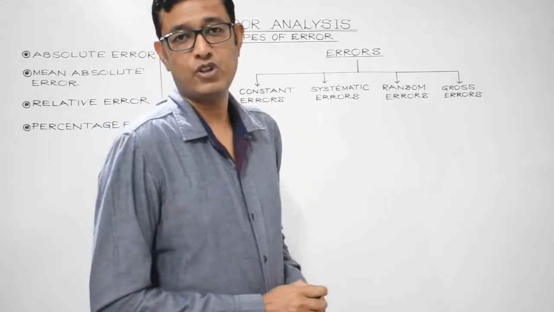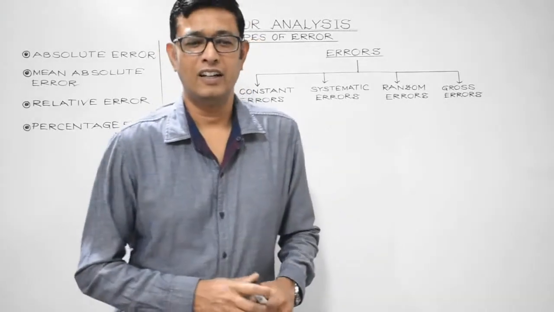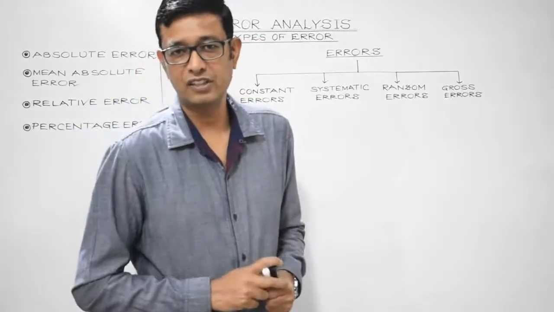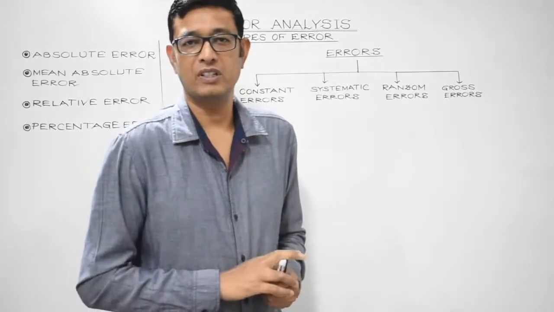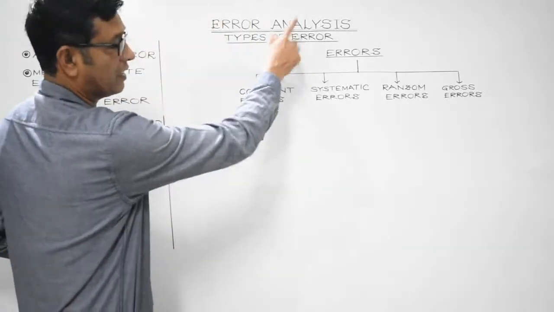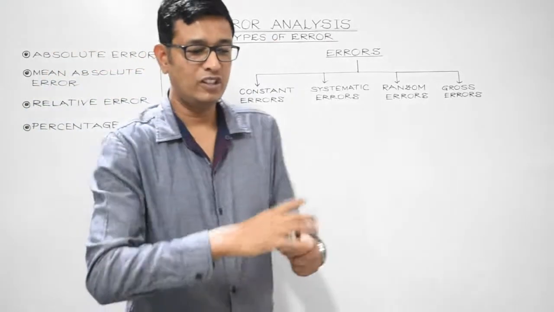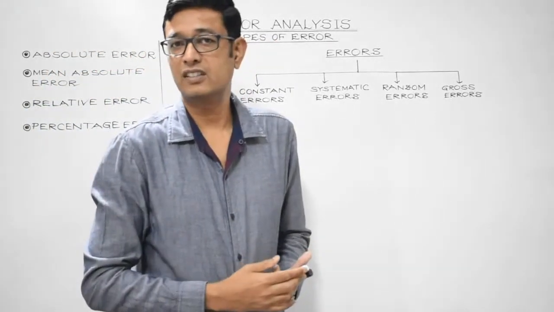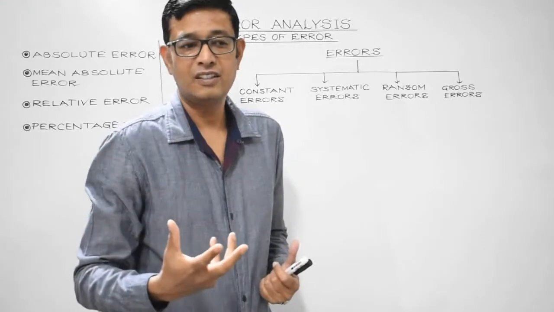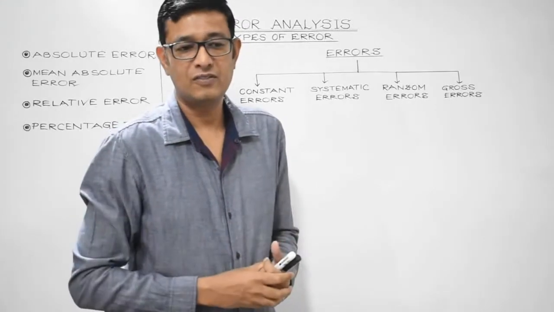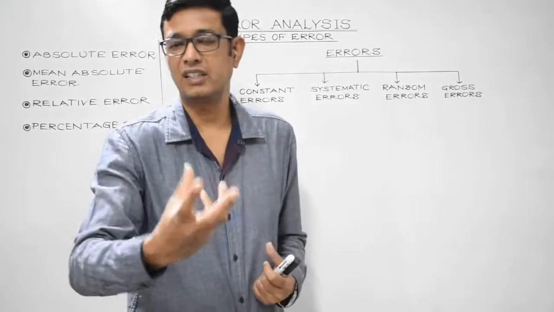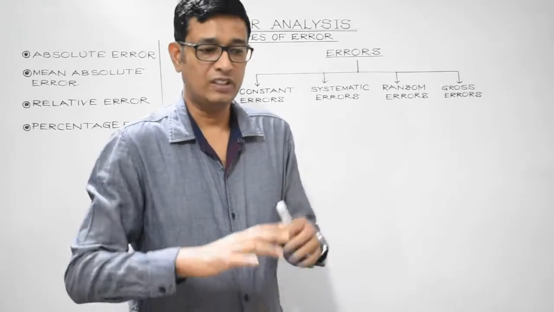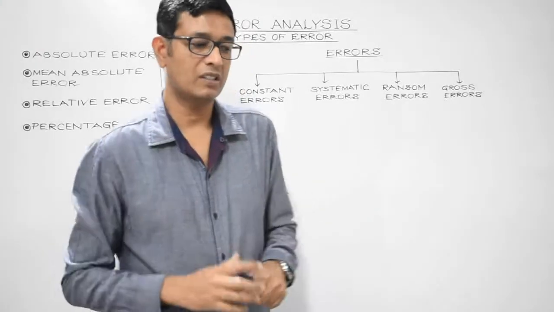Well, after the completion of dimensional analysis, let's start with another very interesting topic. This is the last topic of physical world and measurement, and it's error analysis. So in this particular lecture, we will discuss error, the types of error, and how to mathematically calculate certain errors. So in this session, we will be covering these topics.